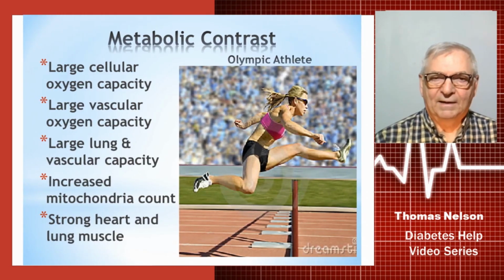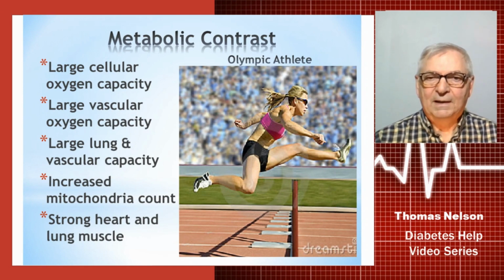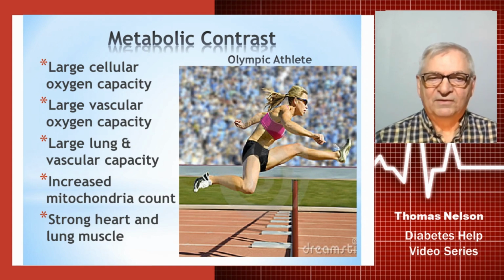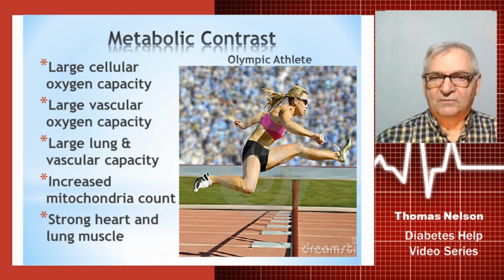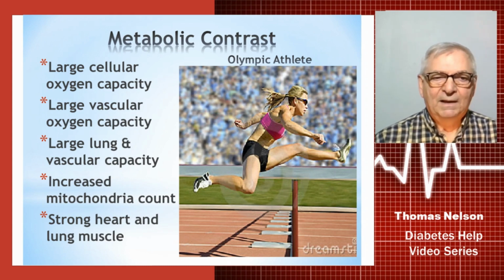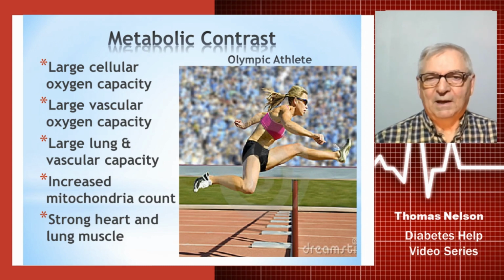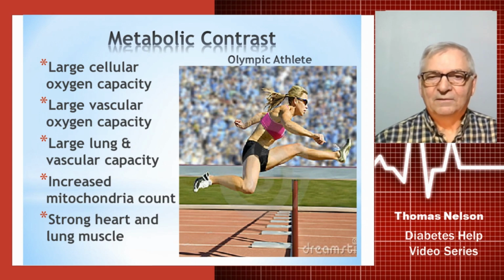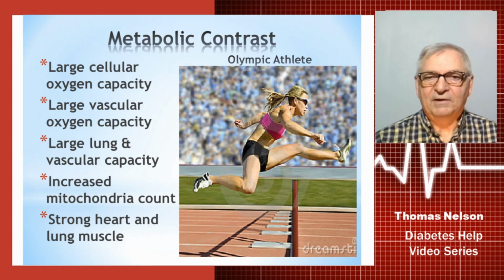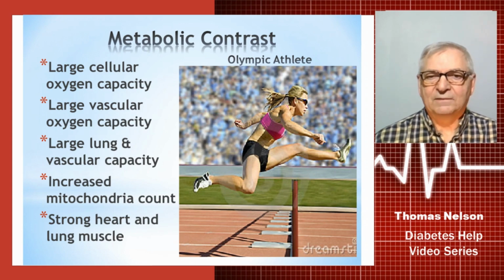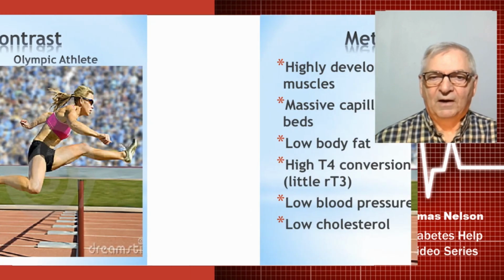Now we're going to do a contrast with an Olympic athlete. This person is going to have a very large cellular oxygen capacity. That means lots of oxygen is going to be stored, not only in the cell, but in the vascular system as well. This person is going to have a much larger set of lungs and vascular capacity as well. He's going to have a much stronger heart muscle, stronger lung muscle. He's going to have many, many more mitochondria, those power plants, in each of those muscle cells. So his heart and his lung is going to be equipped so that it can very quickly respond to demands for energy, for oxygen, and for all the constituents that are involved in producing it.